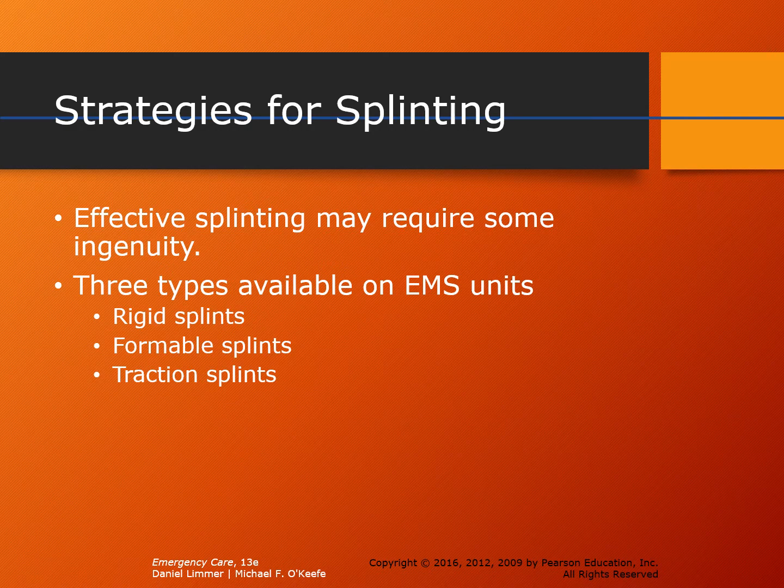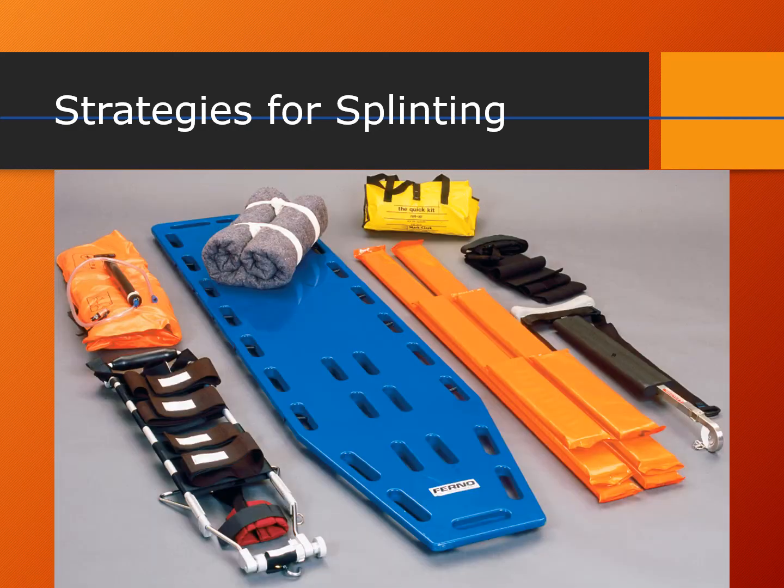So we have three types of splints that are regularly available on EMS units. We have rigid splints, we have formable splints, and then we have traction splints. We also have other types of splints like vacuum splints, air splints, and more readily conforming splints, but we'll talk about that in a little. Time to break down these splints. We're going to go from top left, and then we'll go top to bottom and left to right.